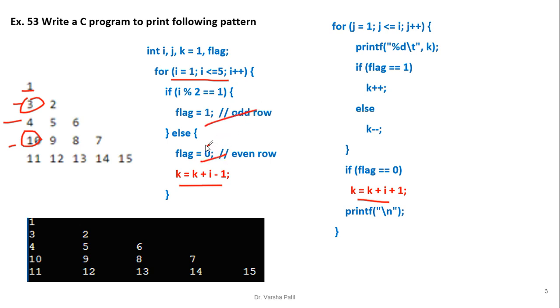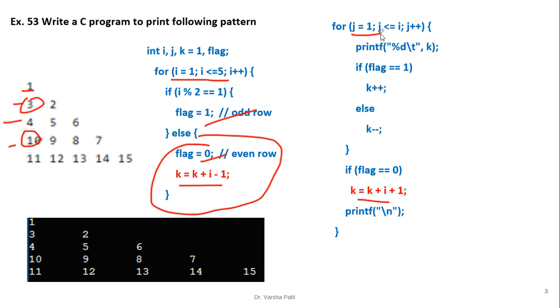Now I will not explain this condition. I will explain the program from the starting, how this condition happens. Initially see, i is equal to 1, then k is also initialized to 1. Now i mod 2 equal to 1, yes, that is an odd row, so flag is set to 1. Now it will not go into the else part.